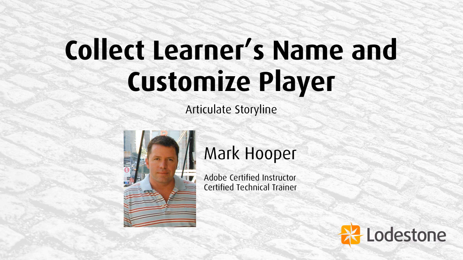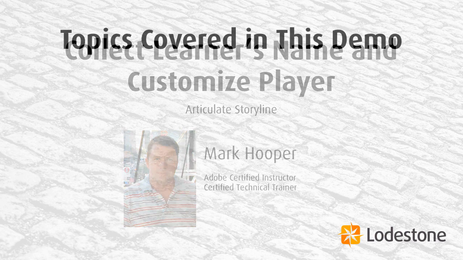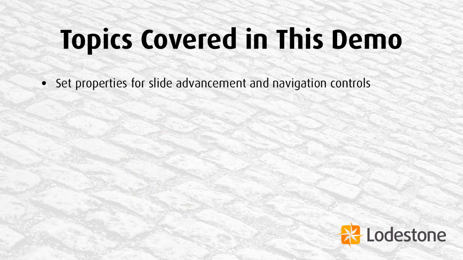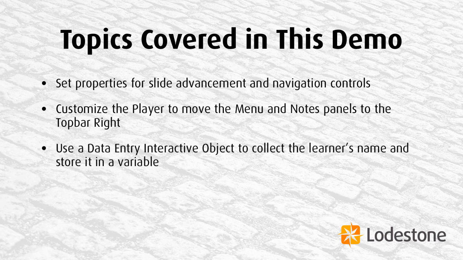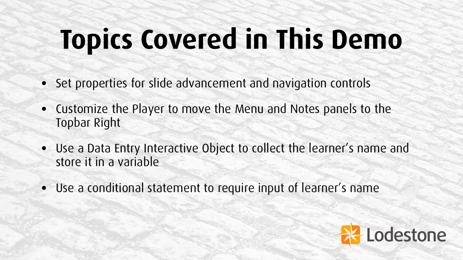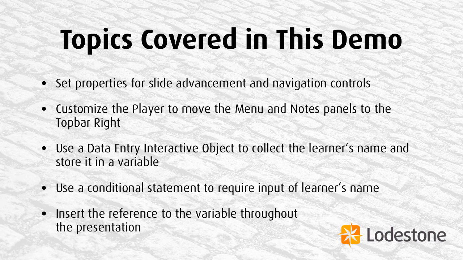I want to show you how to collect the learner's name and also customize the player. So the topics we're going to cover in this demonstration include how to set the properties for slide advancement and also adjust the navigational controls for each slide. Then we're going to customize our player and move the menu and notes panels to the top right of our player. Next, I want to show you how to use a data entry interactive object to collect the learner's name and store it in a variable. Then, using a conditional statement, require the input of the learner's name, and then insert the reference to that variable of the learner's name throughout the presentation.